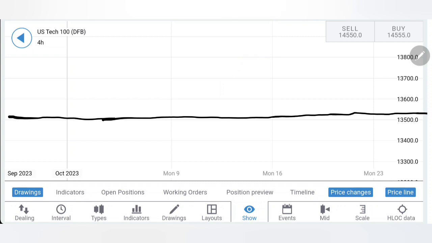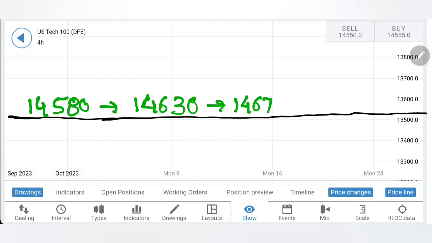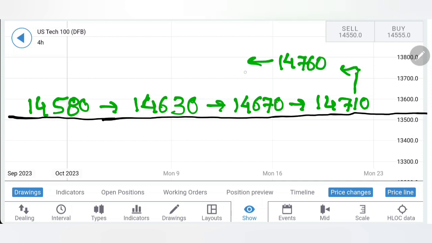Now, first, let's talk about where you should buy. I will recommend you to buy at 14,580 levels. Beyond this, you can look forward to 14,630, 14,670, and then 14,710. Now, see, very, very nearby levels. As long as 14,800 is respected, you have to ensure that you keep shifting your stop losses to these levels and then continue trading. And at any point of time, if you see a reversal, we should watch.